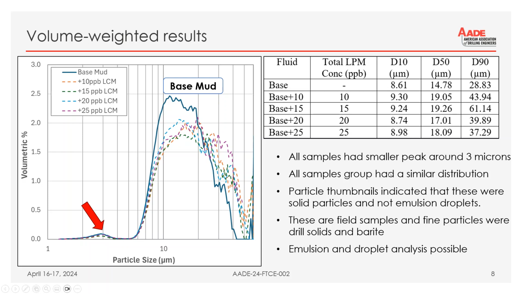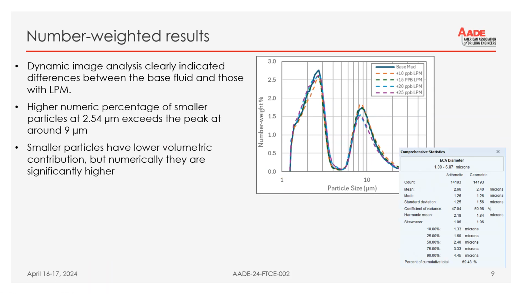We then took that and ran it on a dynamic image analyzer, and we were able to get number-based results. Number-based results will give you, for every particle, not necessarily volume calculated, the number weighted percent, particle by particle. A volume weighted distribution calculates the volume and then gives you a volume weighted distribution. And I'm going to show that next.